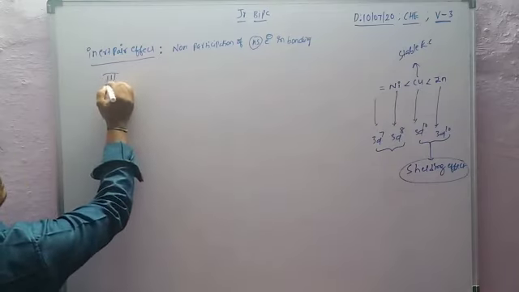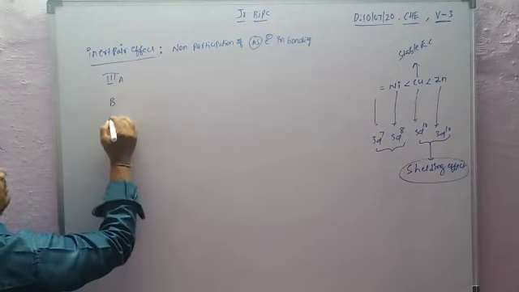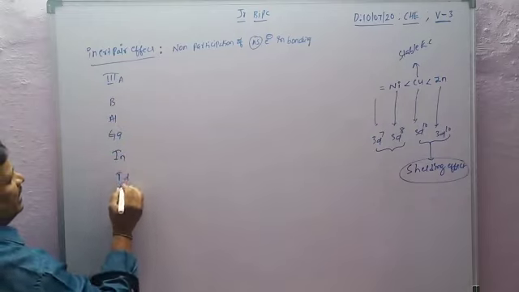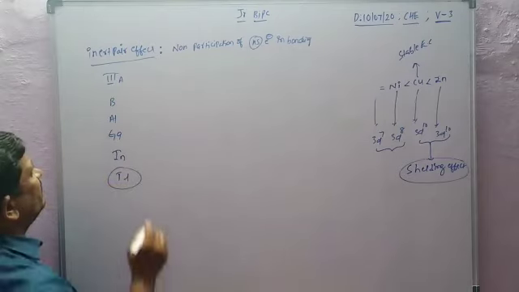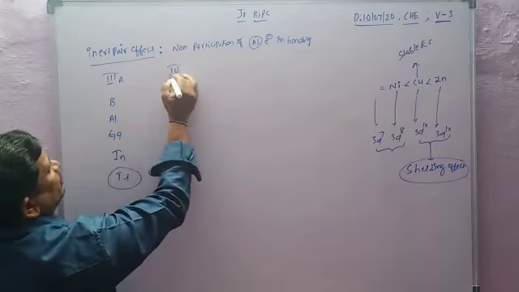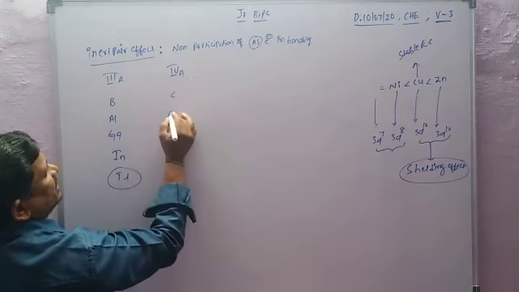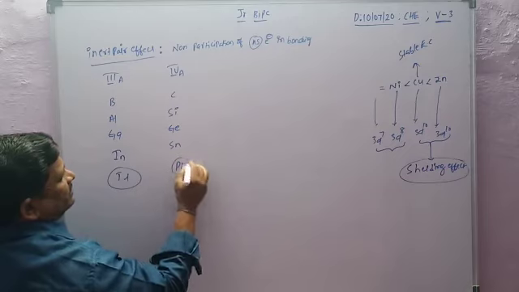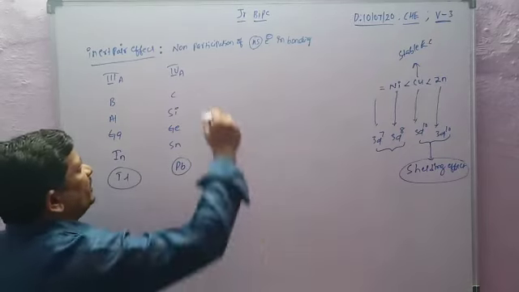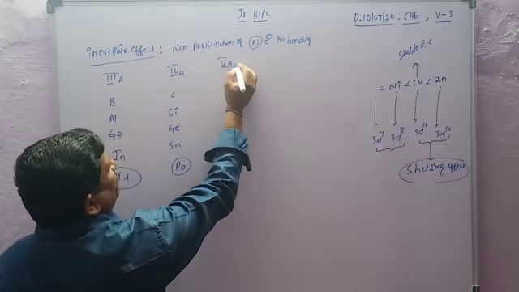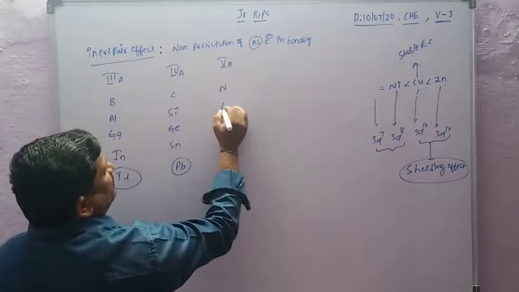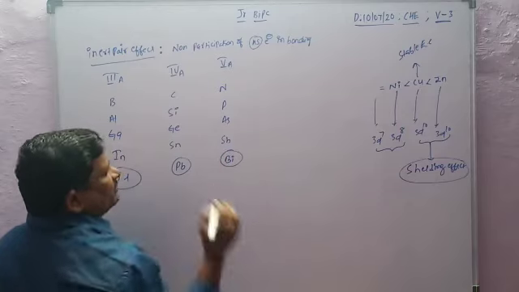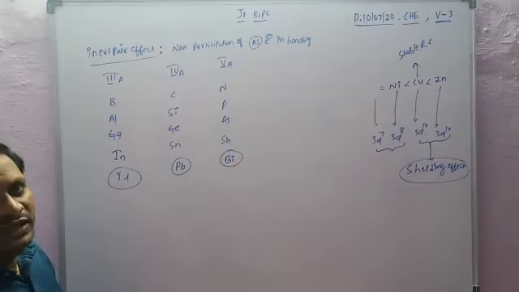What are the 3A group elements? Boron, aluminium, gallium, indium and thallium. Thallium shows the inert pair effect. The same for 4A group elements: carbon, silicon, germanium, tin and lead. Lead also shows the inert pair effect. Then 5A group elements: nitrogen, phosphorus, arsenic, antimony and bismuth. Bismuth also shows the inert pair effect.